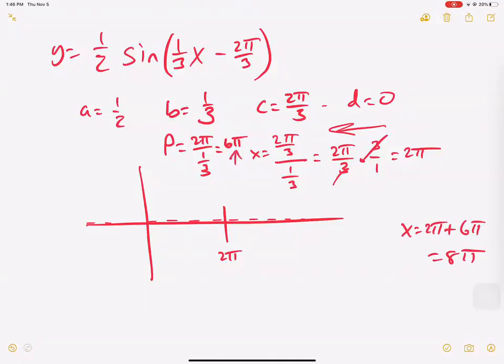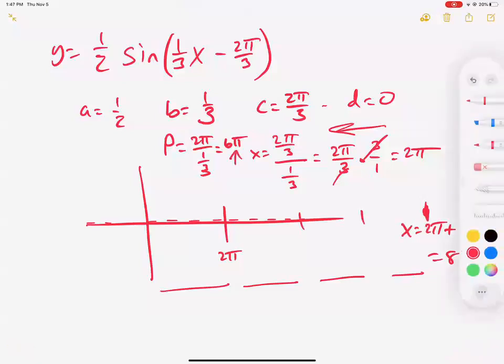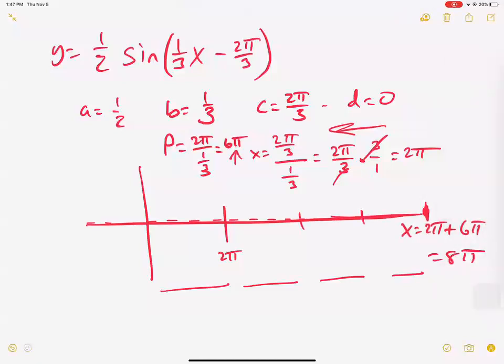Oh my goodness. So this is 1, 2, 3, 4. 2, 4, 6, 8. We have to stop way over here at 8 pi, because the graph got dragged on so long.